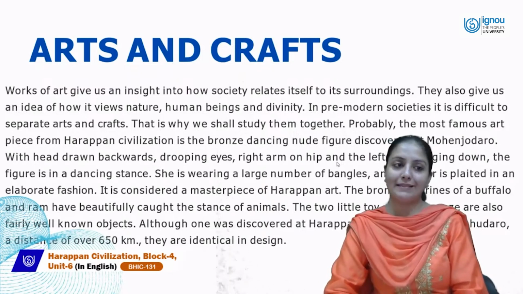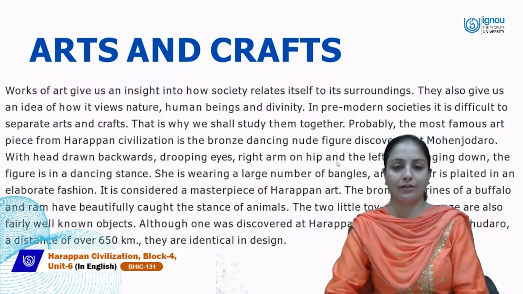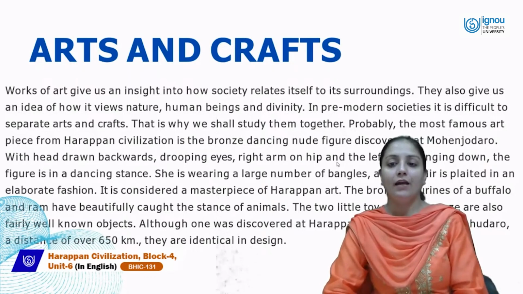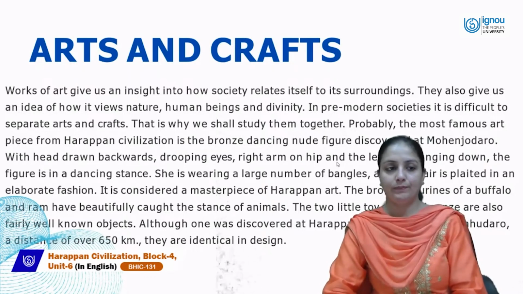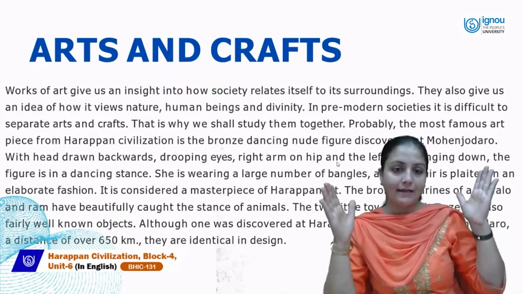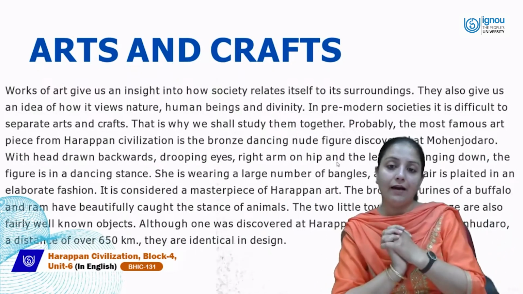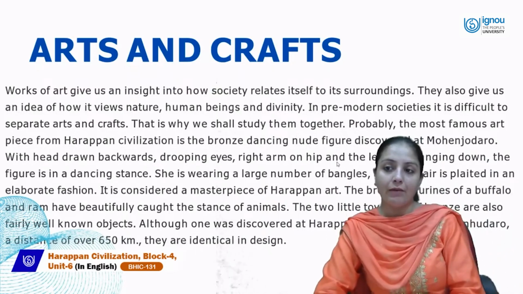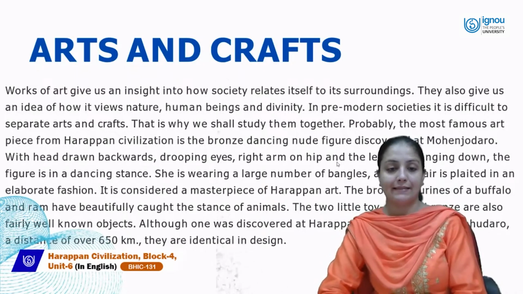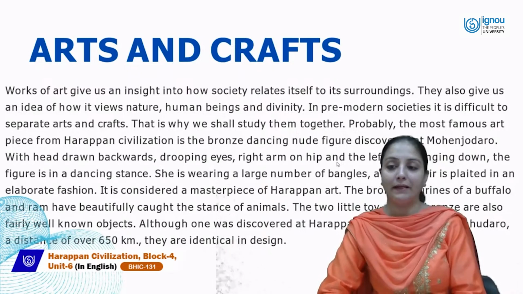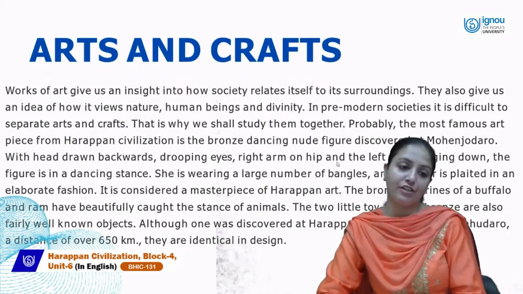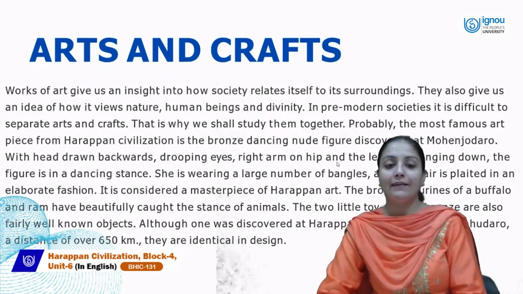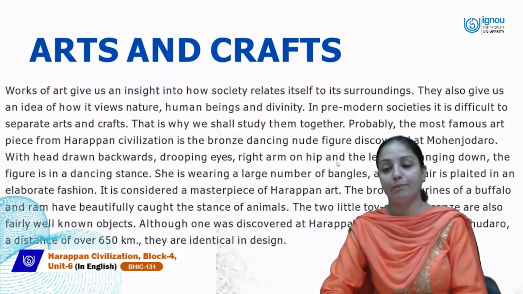Probably the most famous art piece from Harappan civilization is the bronze dancing nude figure discovered at Mohenjo-daro, with head drawn backwards, drooping eyes, right arm on hip, and left arm hanging down. The figure is in a dancing stance. She is wearing a large number of bangles, and her hair is painted in an elaborate fashion. It is considered a masterpiece of Harappan art.